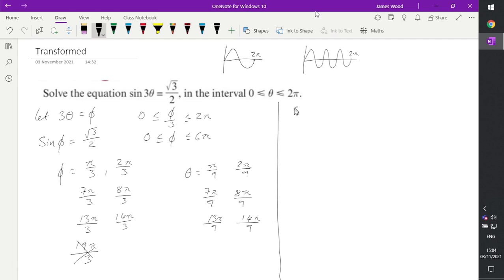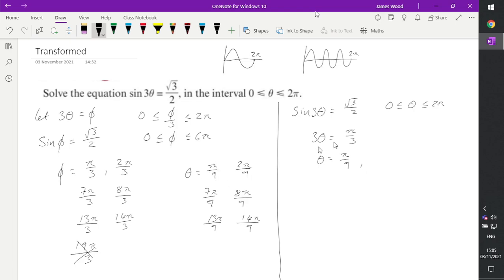The other way of doing it, so if I just start with this, is to find out what 3 theta is. So I can do inverse sine of root 3 over 2, which gives me pi over 3. And then I can divide both sides by 3 to give me pi over 9. That would be my first solution. You can see that works here.